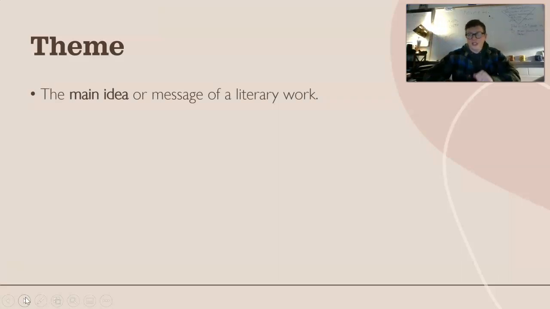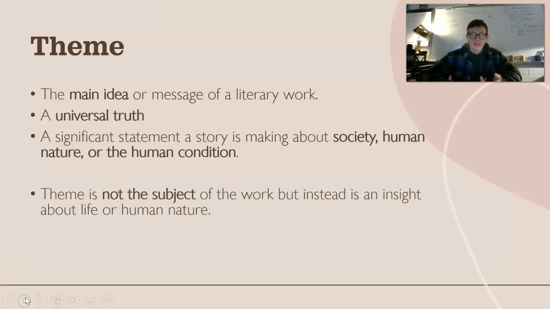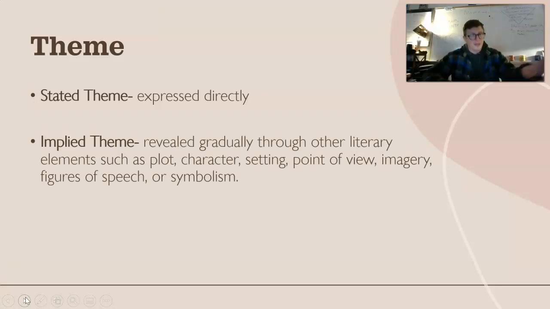The main idea or message of a literary work, usually a universal truth. A significant statement the story or poem is making about society, human nature, or the human condition. Theme is not the subject of the work, but instead it is an insight about life or human nature. Theme is an idea. Okay. Sometimes what we're reading, the theme is specifically stated. Other times it's implied. It's revealed gradually through other literary elements such as plot, character, setting, point of view, imagery, figures of speech, or symbolism.